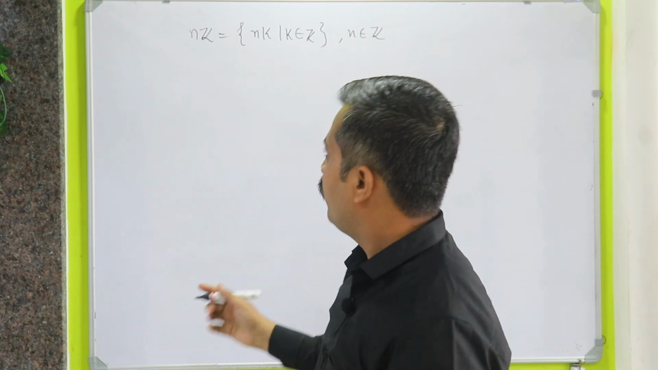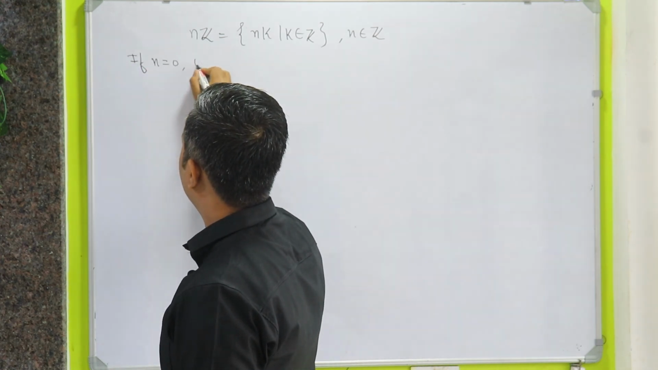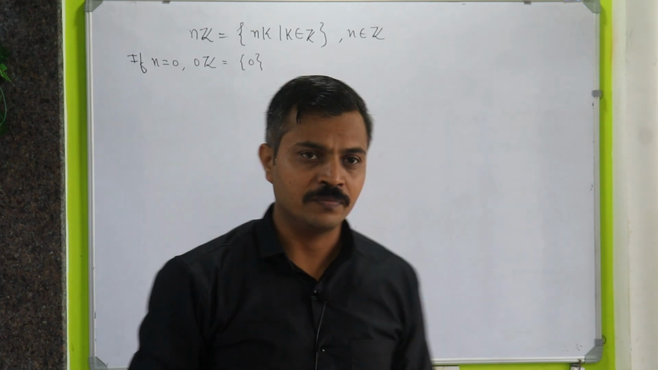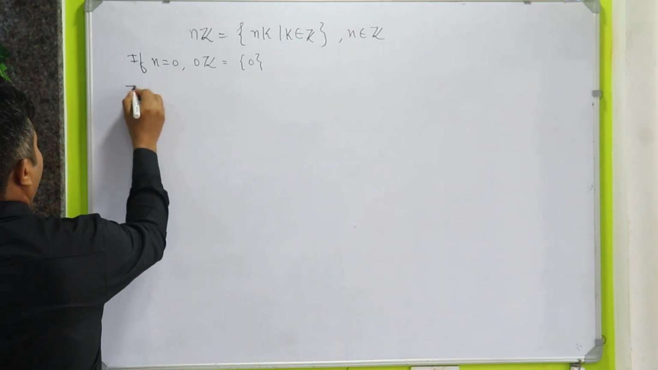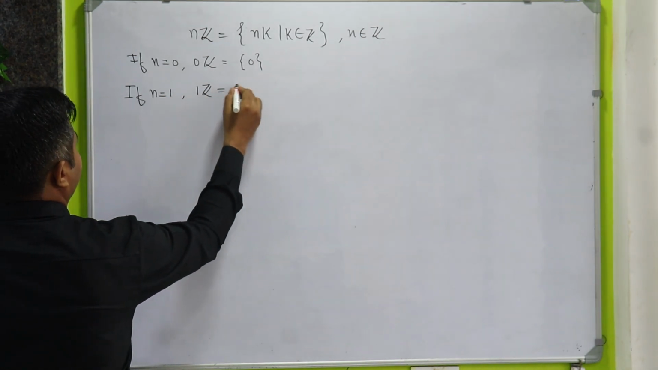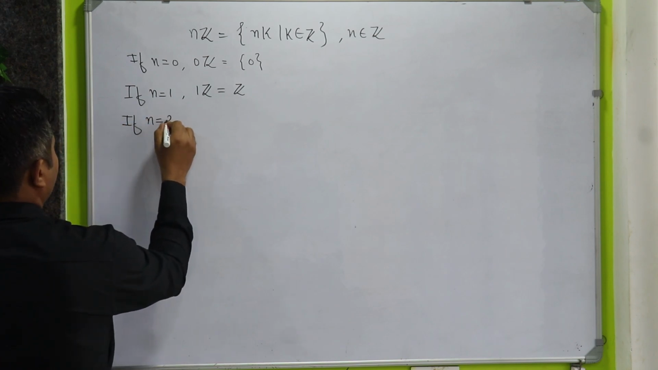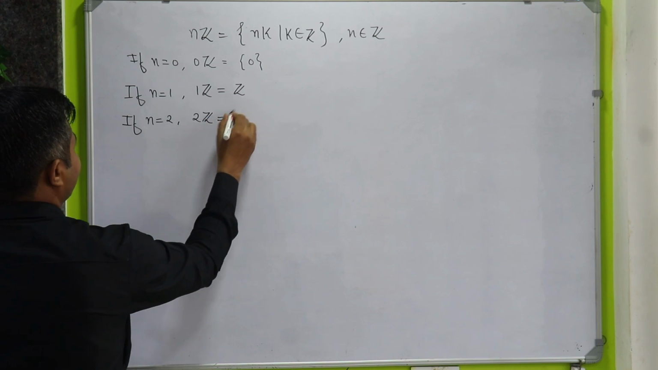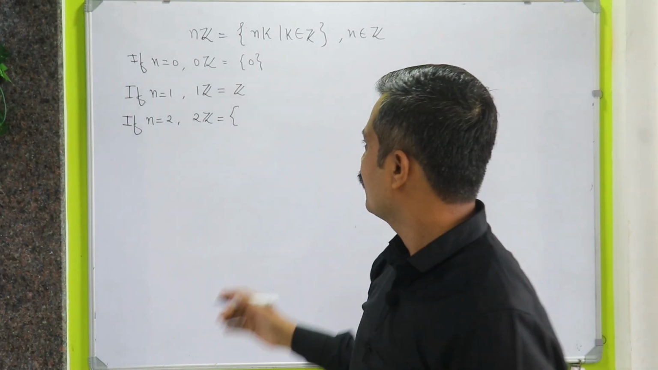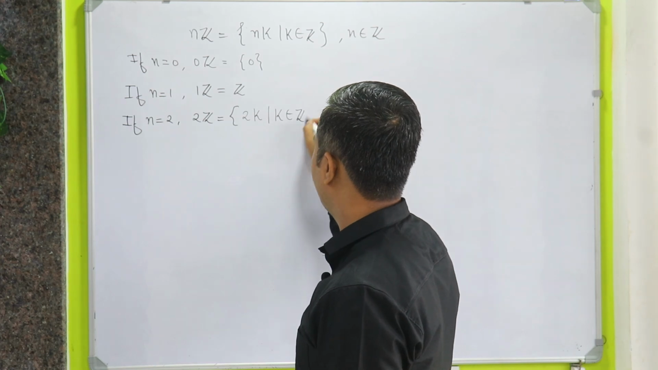Let us say if I fix my value of n to be 0, then this collection will be 0Z, and 0Z means actually nothing but singleton 0. If I fix my value of n equal to, let us say, 1, then I will have 1Z, and that is nothing but Z again. If I fix my value of n as 2, then that is going to be 2Z, isn't it? So 2Z will be the set of all 2k such that k belongs to Z.